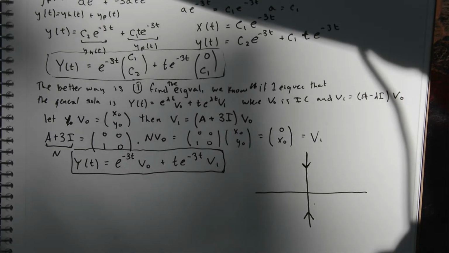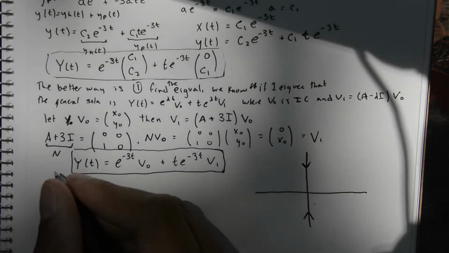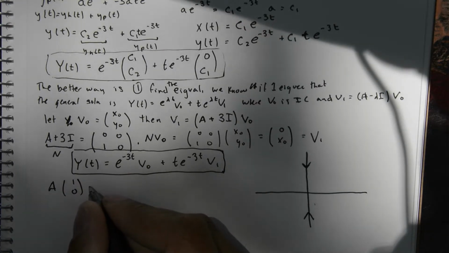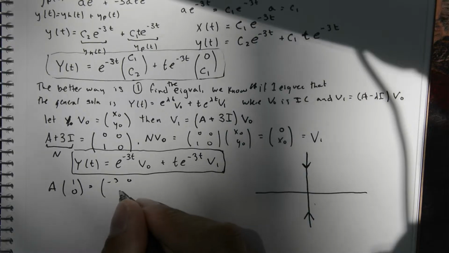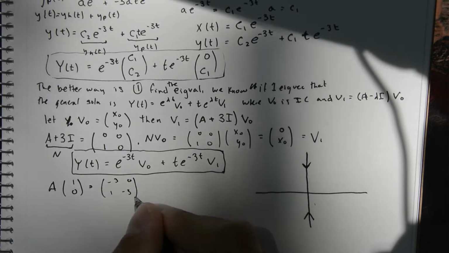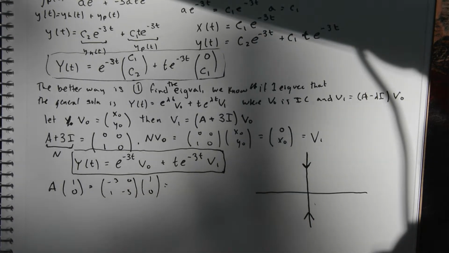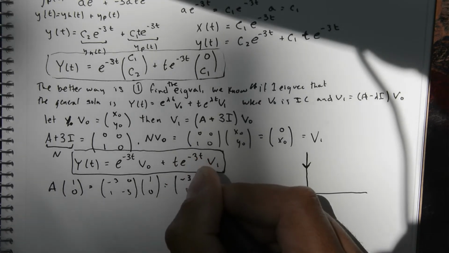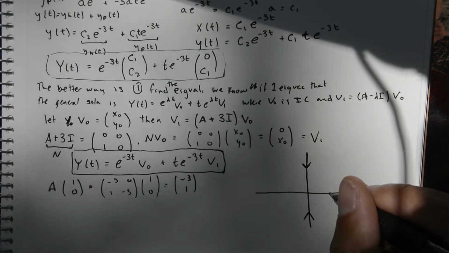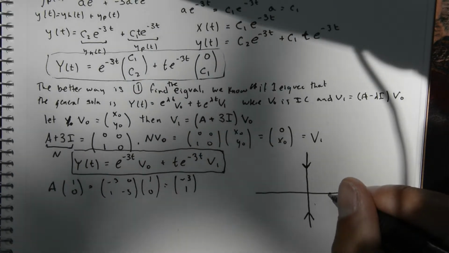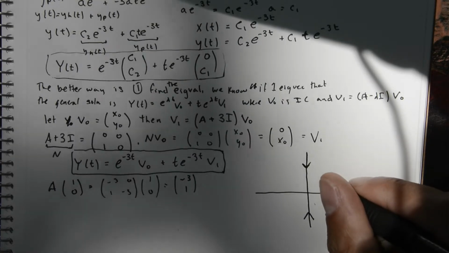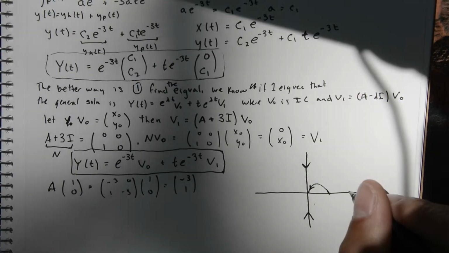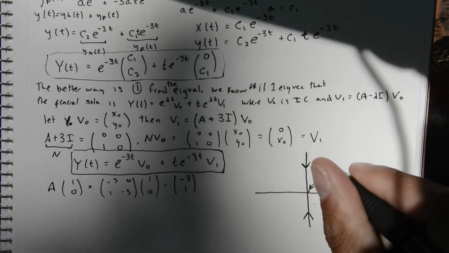So I'm just going to look at the derivative. I'm going to look at A times (1, 0), which is equal to [-3, 0; 1, -3] times (1, 0), which is equal to (-3, 1). So at this point, x is decreasing and y is increasing. So it's going to go, I think, like this. These solutions are wrapping around like this.